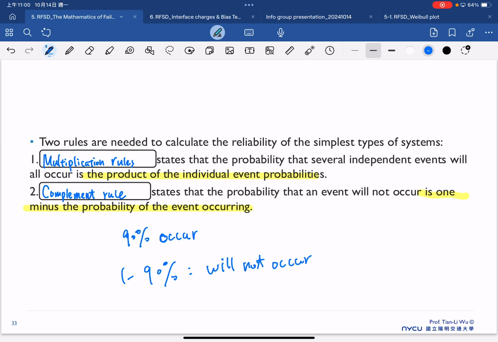So I believe you guys already learned all these rules, just probably your first time to hear the English term, but if you try to translate in Mandarin, I believe it's pretty easy to understand all these rules. So let's try to apply this rule in the case of the system reliability.